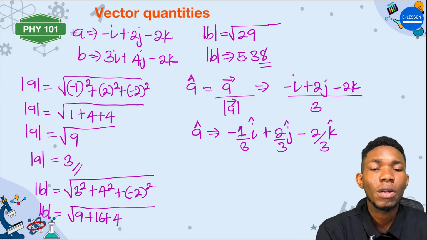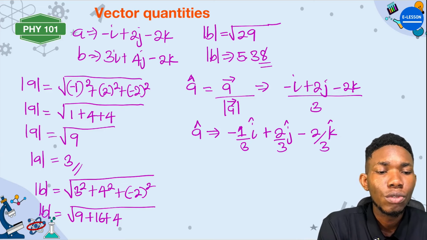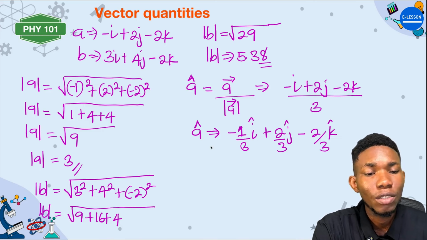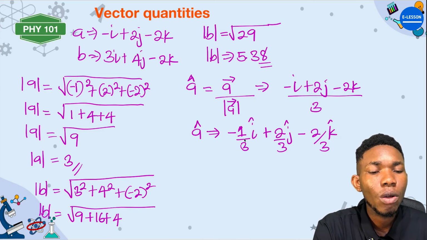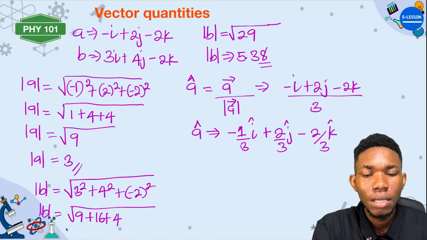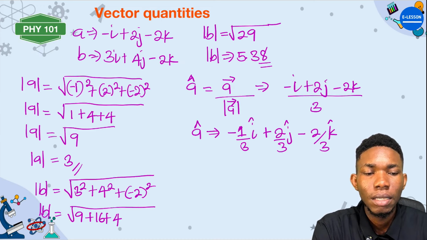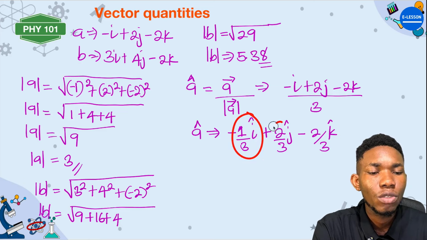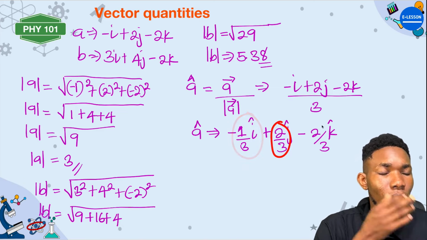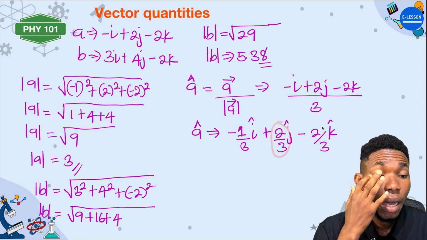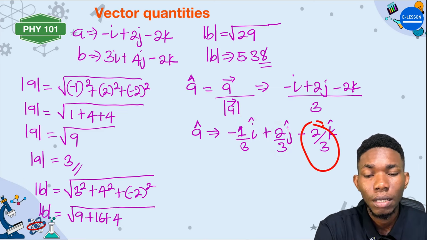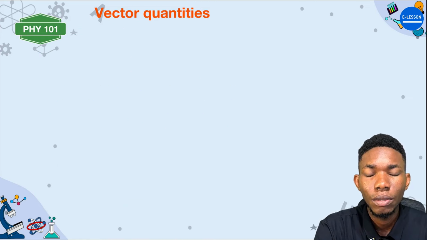When they say find directional cosine, this is what you should do. Having found the unit vector, find the cos of the individual unit vector components, which in this case, the first one you took, cos alpha, is minus 1 over 3. Cos beta will be equal to 2 over 3. And then cos gamma will be minus 2 over 3. So that was how you got that.